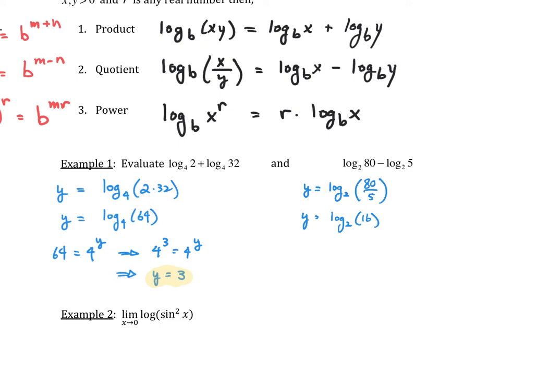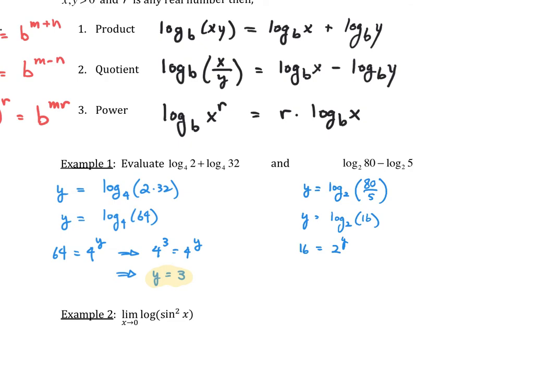And this is our equation in logarithmic form. So I want to convert this to exponential form. When I do that, I'm going to get that the x value of 16 is equal to 2 to the y-th power. Remember, logarithms are exponents.